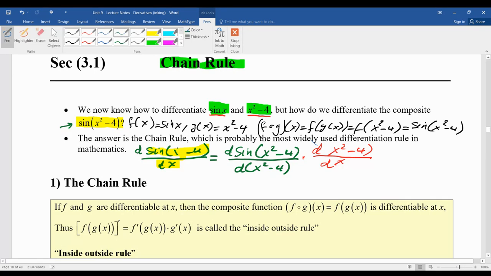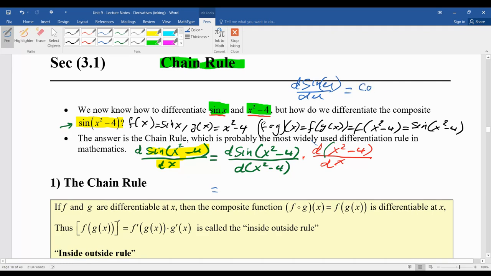Right, let me fix a problem here. So x squared for the x, and here I'm missing the parenthesis. Okay, so now let's finish this example. What is the derivative of sine of x squared minus 4 with respect to x squared minus 4? If I ask this question differently, let me write it down over here: what is the derivative of sine of u with respect to u?